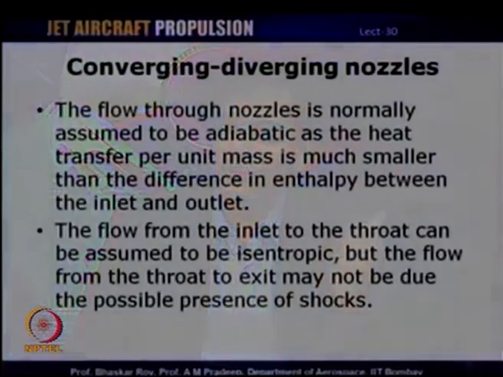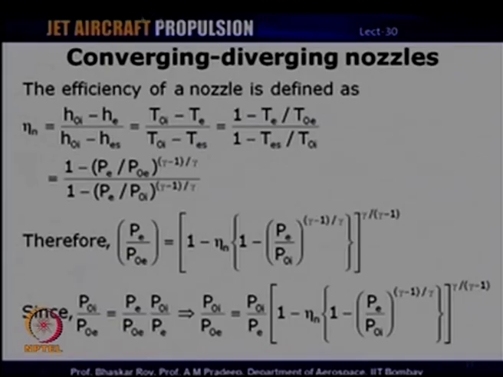So, we are going to assume, as we have done for the convergent nozzle, that the flow is adiabatic, because heat transfer per unit mass is much smaller than the difference in enthalpy between inlet and outlet. The flow can be assumed to be isentropic up to the throat, but from the throat to the exit it may not really be isentropic, because there could be possible shocks, especially under certain operating conditions. So, the nozzle efficiency we have already derived for the subsonic nozzle, which is (h_0i minus h_e) divided by (h_0i minus h_es), the inlet stagnation enthalpy h_0i, which we can express in terms of temperature ratios as (1 minus T_e by T_0e) divided by (1 minus T_es by T_0i).